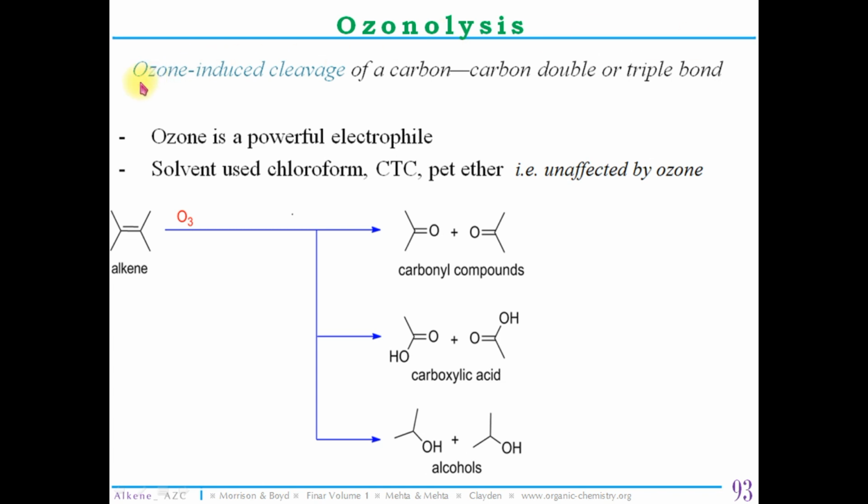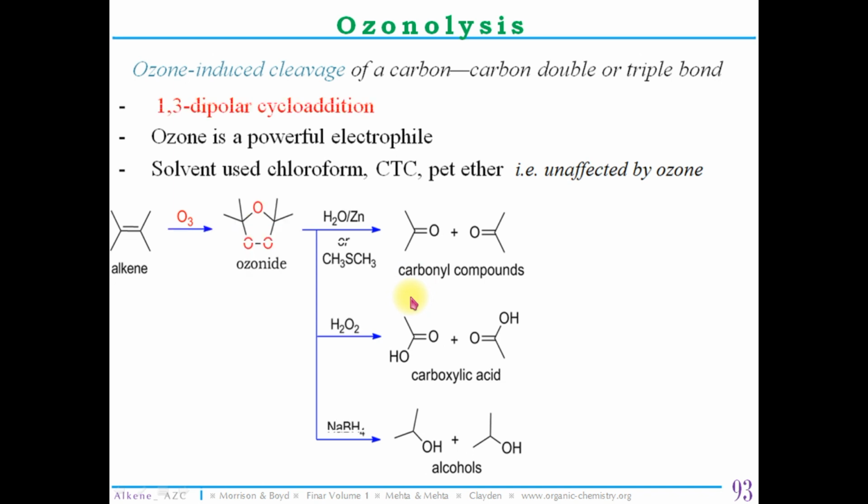Ozonolysis. It is ozone-induced cleavage of a carbon-carbon double or triple bond. Here, ozone acts as a powerful electrophile. Solvents used in ozonolysis must be unaffected by ozone. Some examples like chloroform, carbon tetrachloride, and petroleum ether are used as solvents. In ozonolysis, we get oxygen-containing functional groups depending upon various reactants.